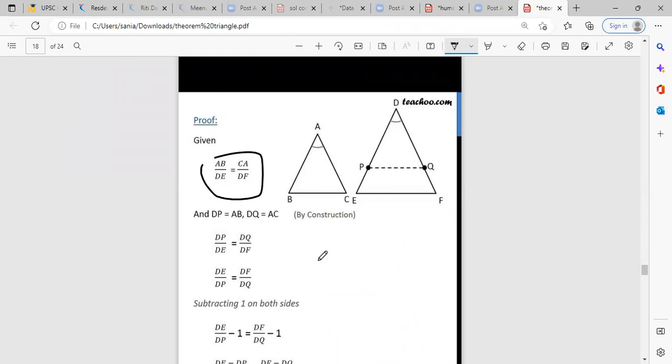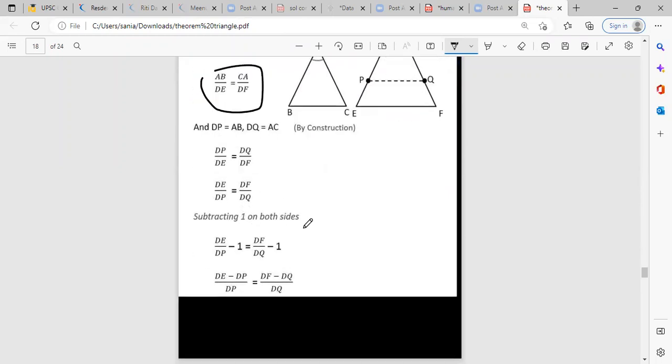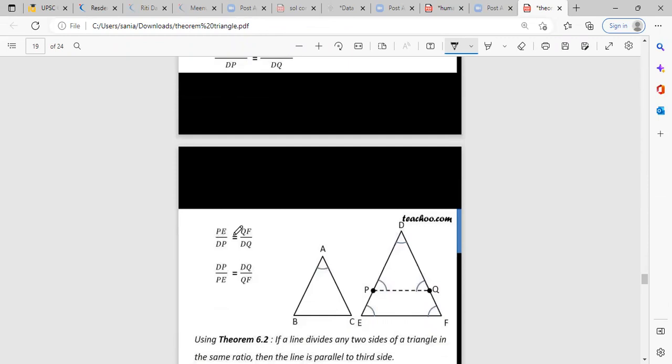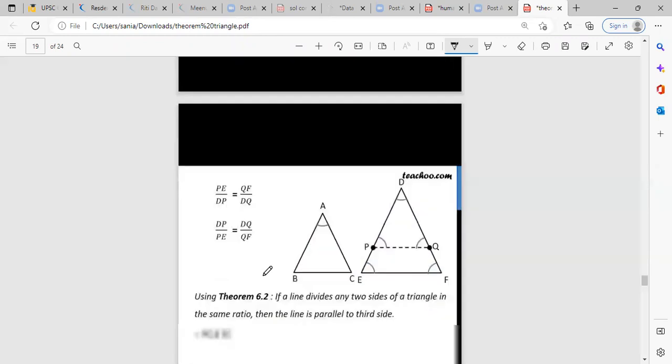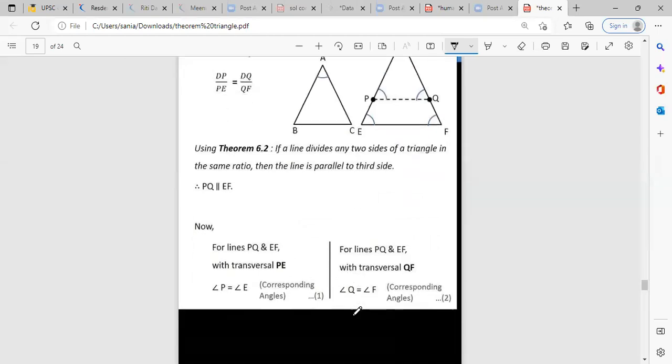It is similar to the first one, but with a little bit of change. So you know that you will put it in the formula, DP equals this. Then you will subtract it, and you get PE and DP, QF and this. Again, theorem 6.2, the entire thing again.